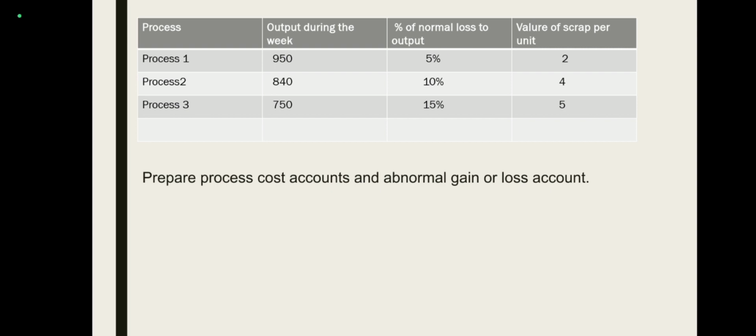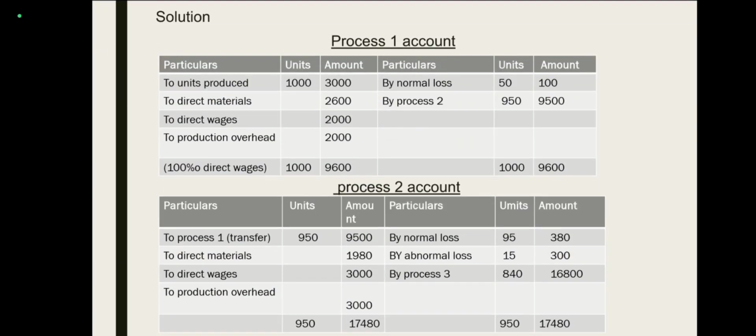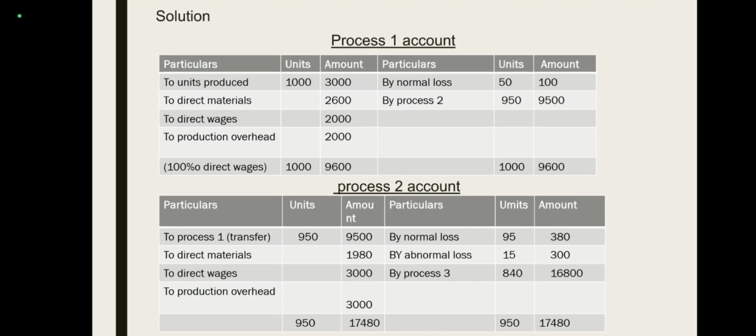Output during the week, percentage of normal loss to output, and value of scrap per unit are given. For the three processes, prepare the process cost accounts and the abnormal gain or loss account. There was no opening stock and closing stock in the period, so we have to prepare the process accounts.